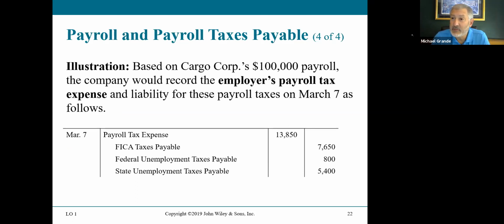FICA tax, which is Social Security and Medicare, the employer portion is 7.65%. The federal unemployment is 0.8%, and they're telling you that the state unemployment tax, which changes by state and changes by company, is $5,400. They have an expense of $13,850, and those payables.